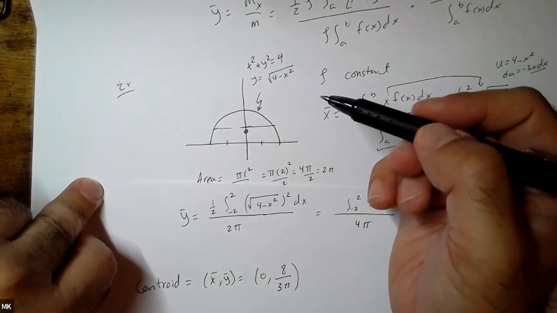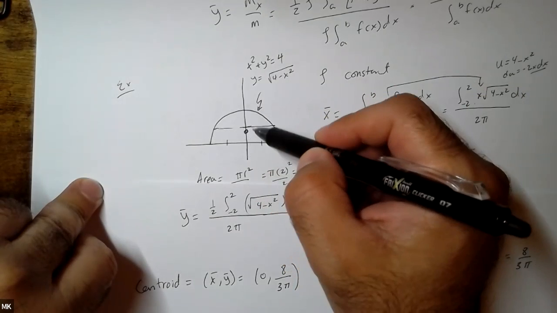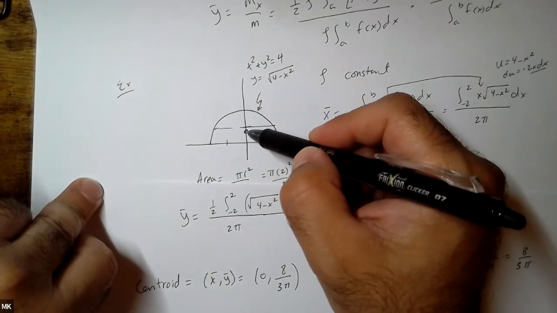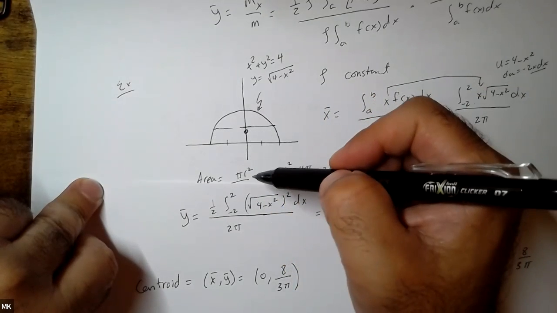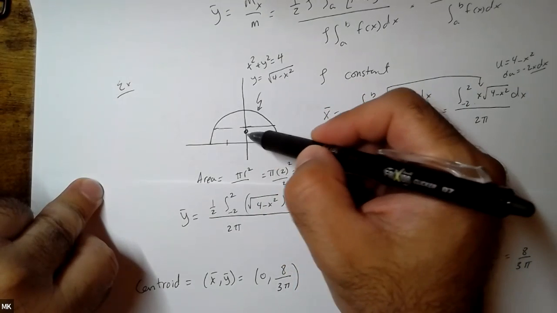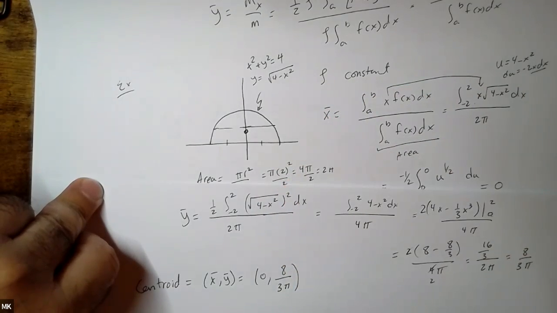It's consistent with the picture as well because you have more weight at the bottom half than you have in the top half. So your center of mass should be pulled towards the heavier side more. So you have more weight at the bottom, so your center of mass will be closer to the x-axis, closer than the halfway point. So that's how you find center of mass.